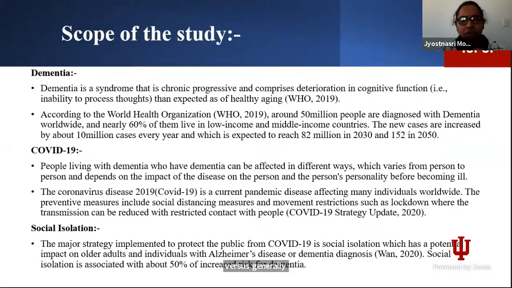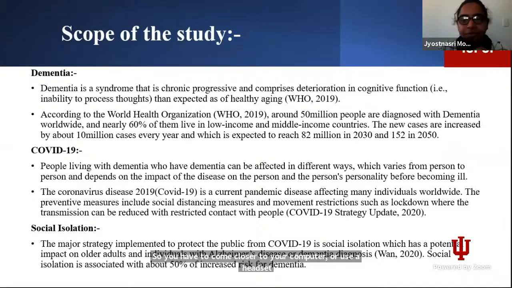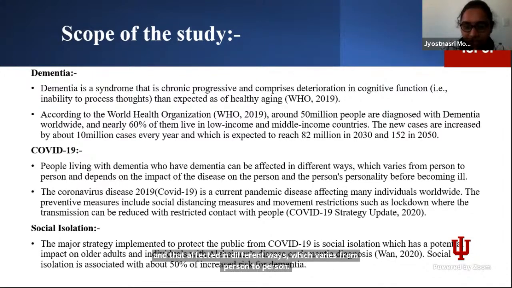According to World Health Organization, around 50 million people are diagnosed with dementia worldwide. The new cases increase by about 10 million every year. It is affected in different ways, which varies from person to person, depending on the impact of the disease on the person and the person's personality before becoming ill.